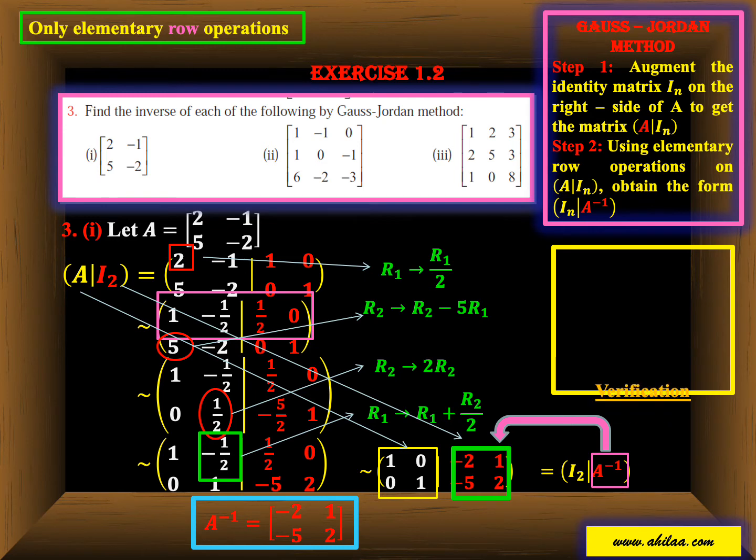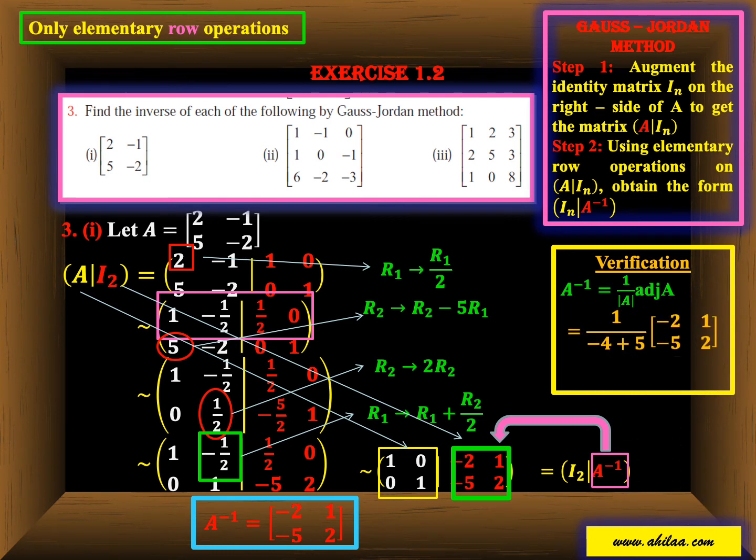As it is a 2 by 2 matrix, we can easily verify this answer. Verification: your formula is A inverse equal to 1 by determinant A times adjoint A. So, substitute the values. 1 by determinant A, which is minus 4 plus 5, times adjoint A. Interchange the main diagonal elements. Change the signs of the other two. We are getting minus 2, 1, minus 5, 2. Minus 4 plus 5 is 1. So, we are getting A inverse equal to minus 2, 1, minus 5, 2, which is our answer. Verified. Understood? Good.